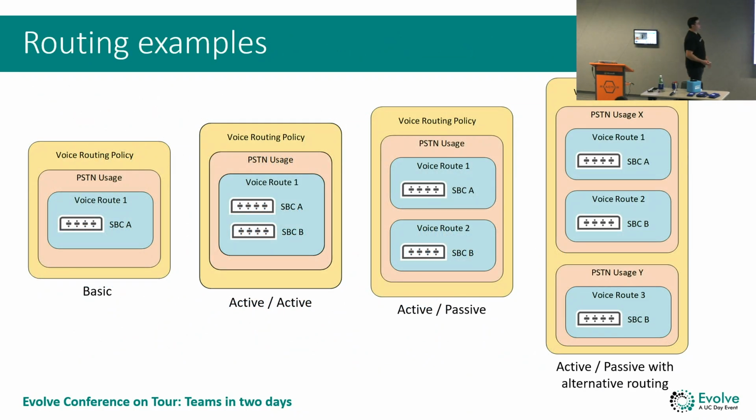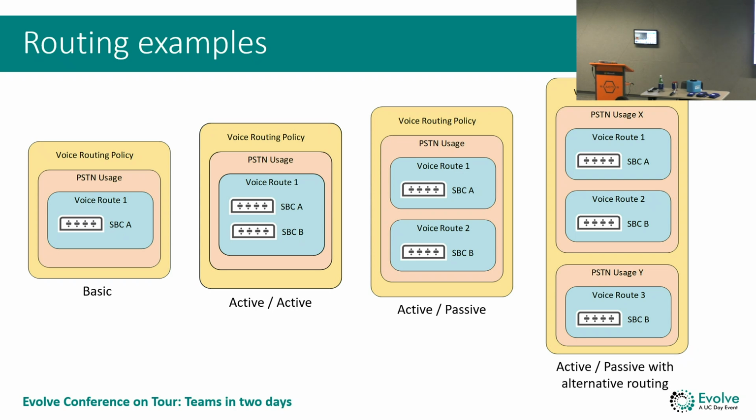So from a basic point of view, you can have a VRP containing a PSTN-U, containing a voice route, containing an SBC. Boom, everything's going to go to that SBC. And I haven't included them in here, but on this voice route would be where you have regex to say what type of numbers dialed will go to that SBC. So a more advanced way of doing that, if we have active-active between two SBCs, we have our voice route with a PSTN usage with a voice route with two SBCs in, and that will then be active-active. So both those gateways will receive calls, and if one's unavailable, the other one will pick up the load.